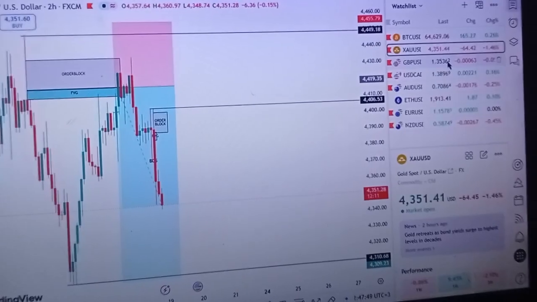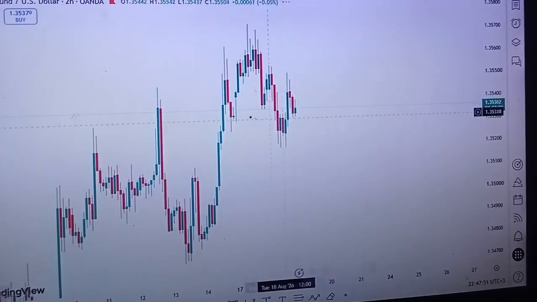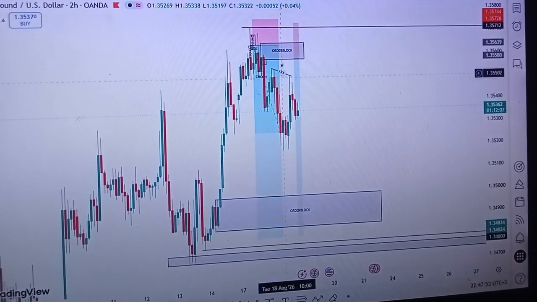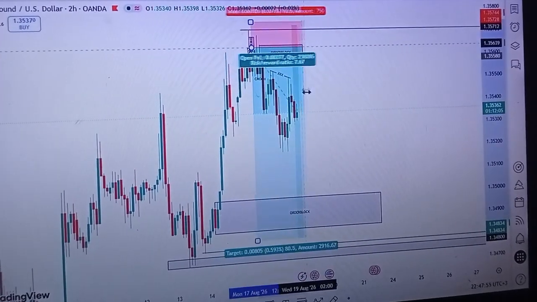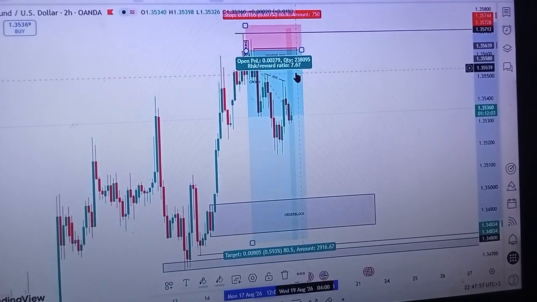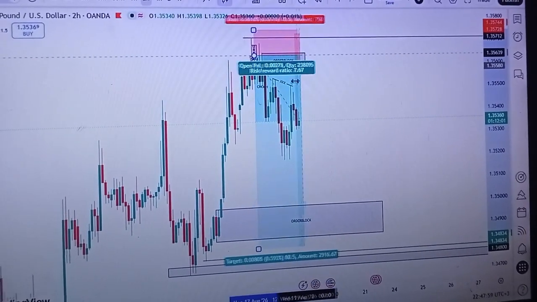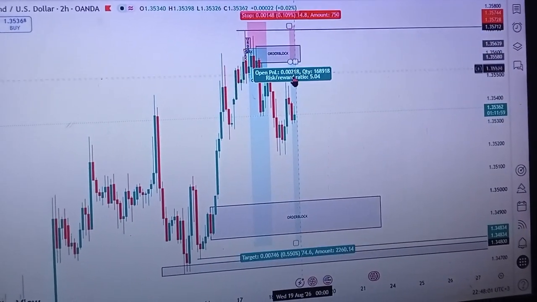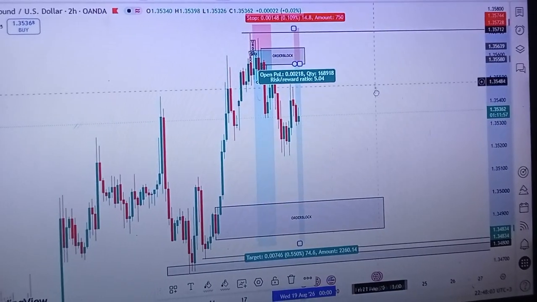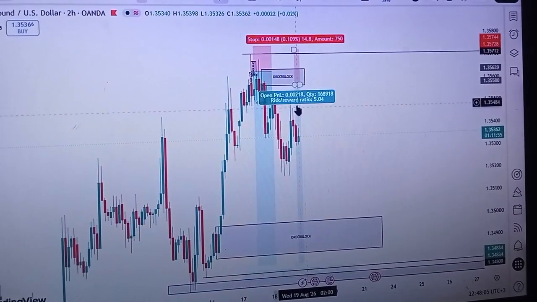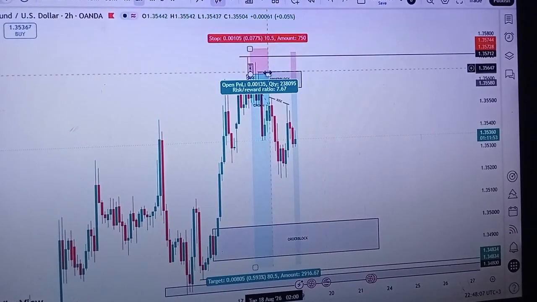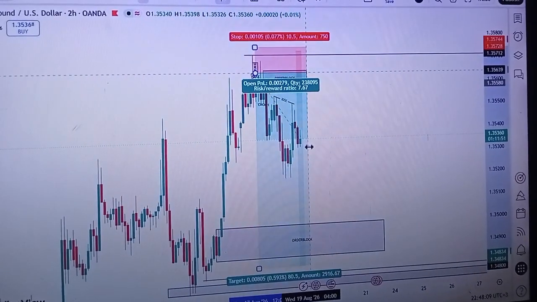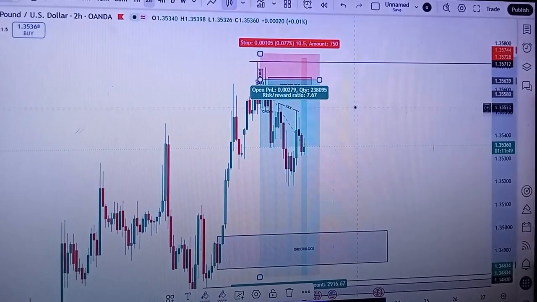Then let's go to GBP USD. GBP USD, it's really going well, but it first tried to go up. As you guys can see, I had another setup right here. Up here I have another setup, but I don't know if it will reach there. So yeah, I have that setup, and this is the setup that I took yesterday. So it is still moving on well.